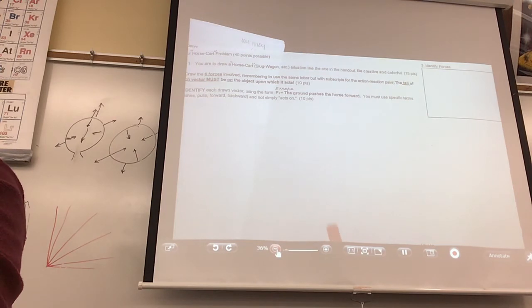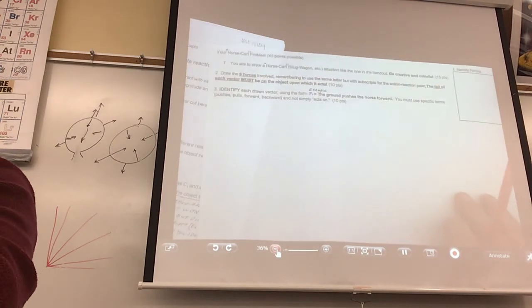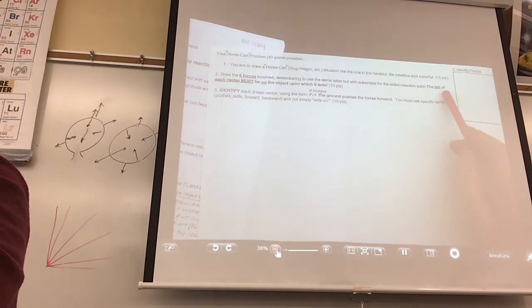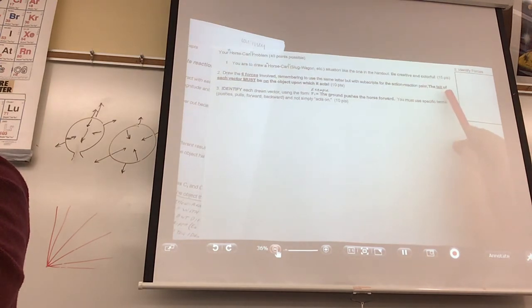I could do that. 2, draw the 6 forces involved. Remember to use the same letter but a different subscript for the action-reaction pair. For example, you might have A1 and A2. You might have B1 and B2. And it says here, the tail of each vector must be on the object that it acts upon.